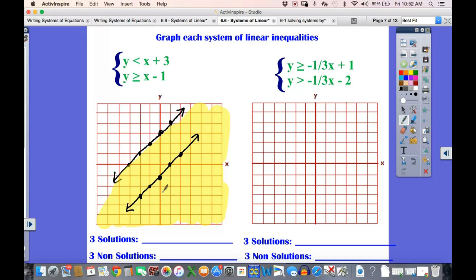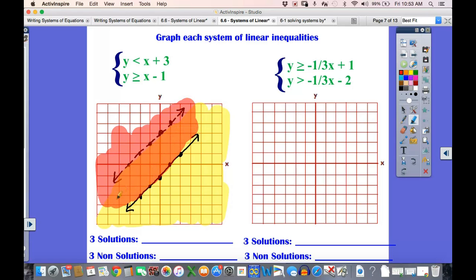And where would I shade here? Well, I will shade above the line because it says y is greater than or equal to. Oh, I just noticed something. I made a mistake. There should be a dashed line. Dash, dash, dash. Maybe you caught it already, and you probably want to walk up to me, somebody like Rosie, and be like, oh, you made a mistake. Okay, so this is going to be greater than, so it's above the line.